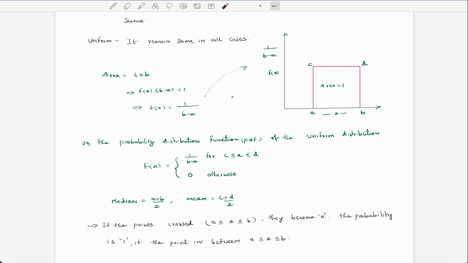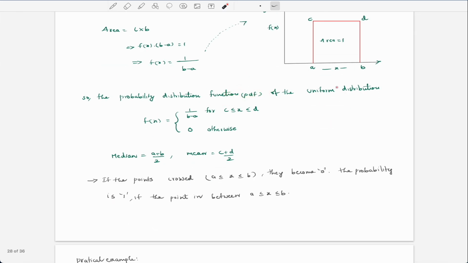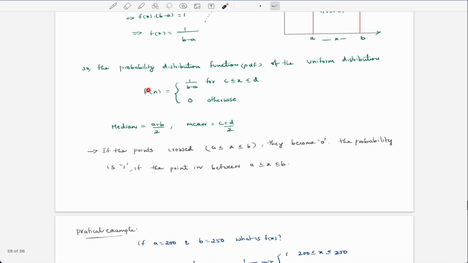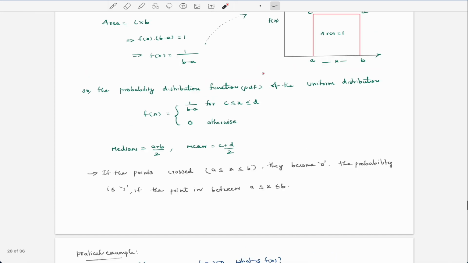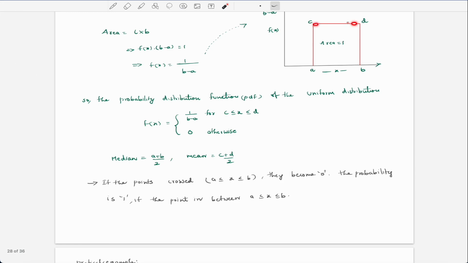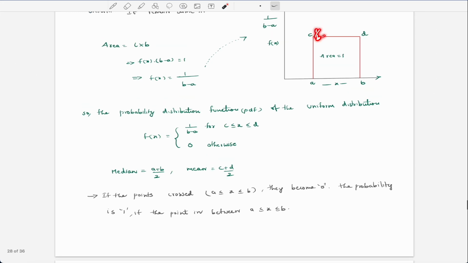So what will be the pdf of this uniform distribution? The probability distribution function is equal to 1 by b minus a for c less than or equal to x less than or equal to d, right? So we have c and d. All these points are 1 by b minus a, all are uniform here. They are not like this, right? All are uniform here.